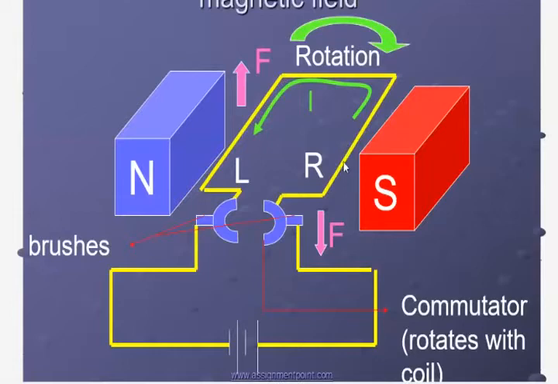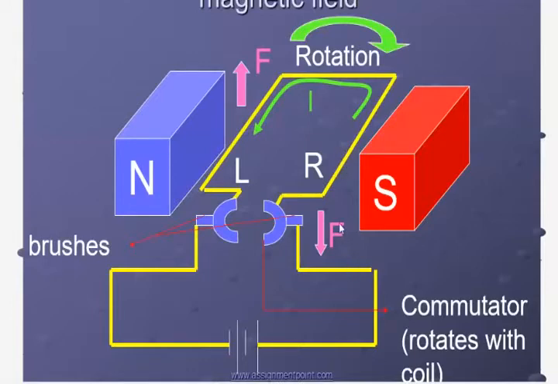So place your middle finger along the direction of current and your forefinger in this direction, from north to south. Then you will see that your thumb will be pointed downwards, indicating that the magnetic force acting on this arm is downwards. The magnitude of this force is also ILB. The only difference is that in one arm the force is acting upwards and in this arm the force is acting downwards.